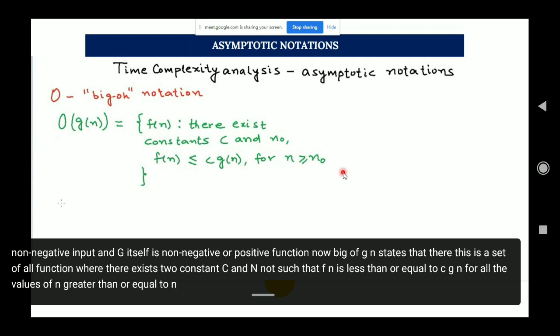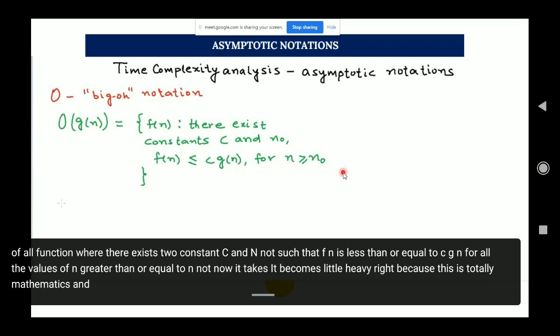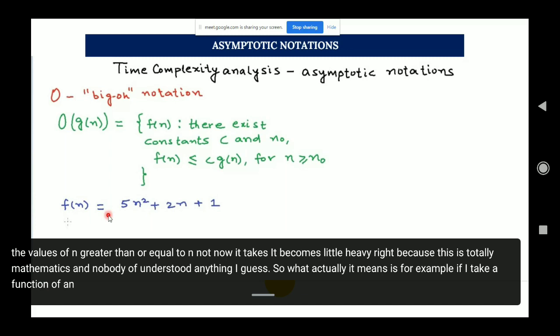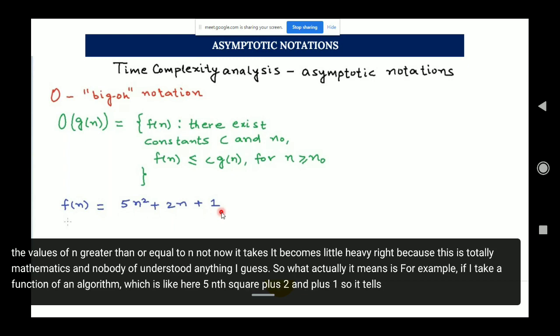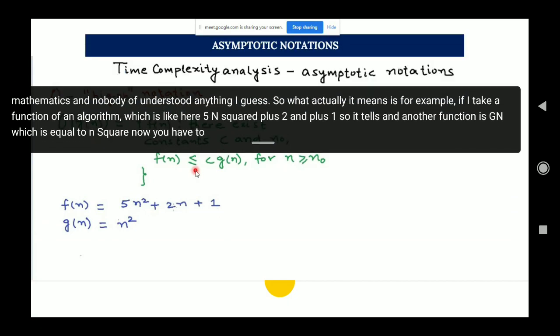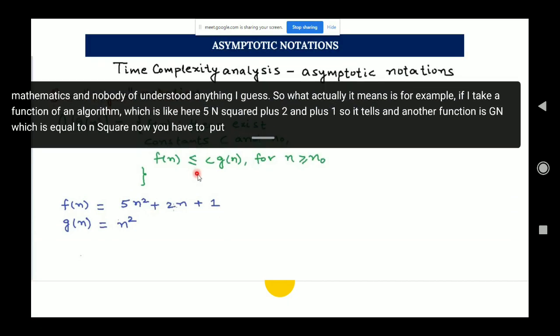Now it becomes a little heavy, right? Because this is totally mathematics and nobody has understood anything, I guess. So what it actually means is, for example, if I take the function of an algorithm, 5n square plus 2n plus 1, and another function g(n) equal to n square, now you have to put it in the inequality.